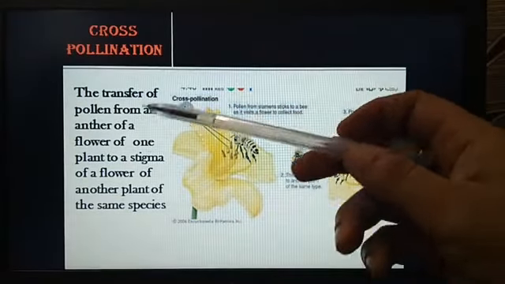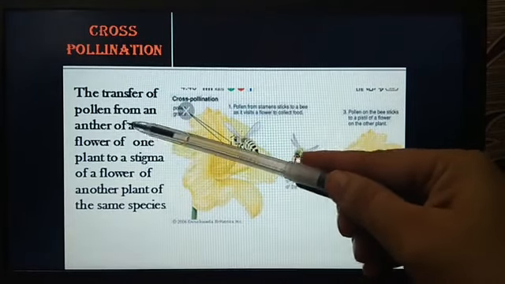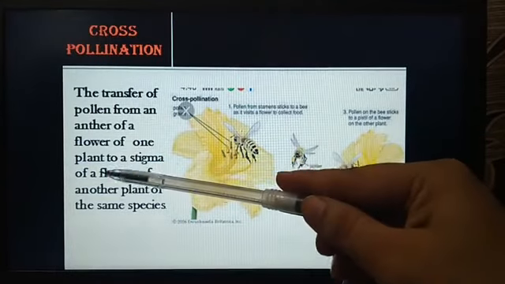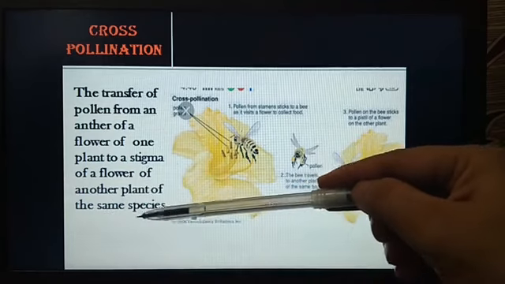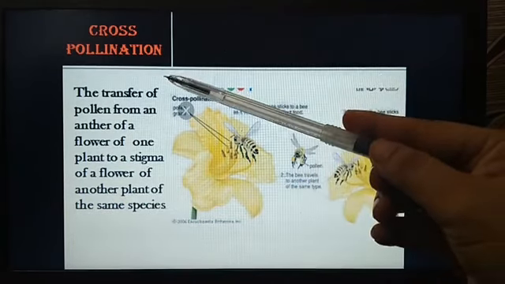So the definition is the transfer of pollen from an anther of a flower of one plant to a stigma of a flower of another plant of the same species or same kind is called cross-pollination.